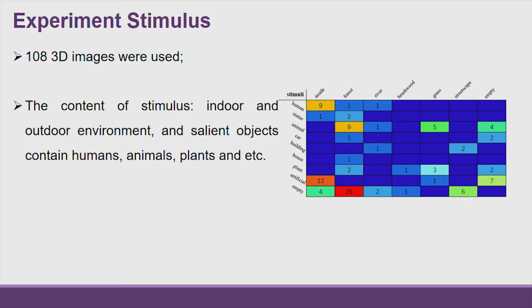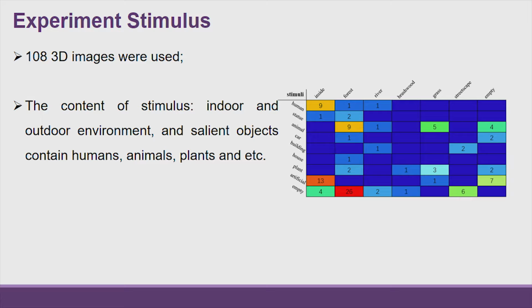For example, the red part means the images with a forest background and no salient object. There are 26 images, and the dark blue part means there are no images in these tabs.